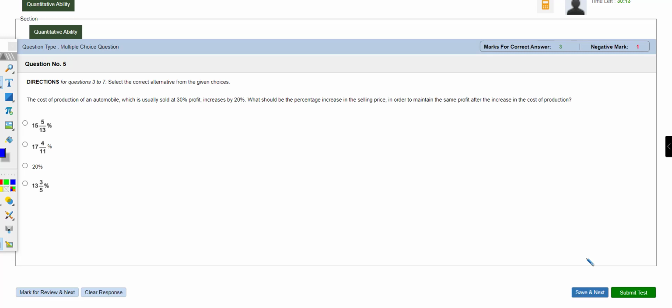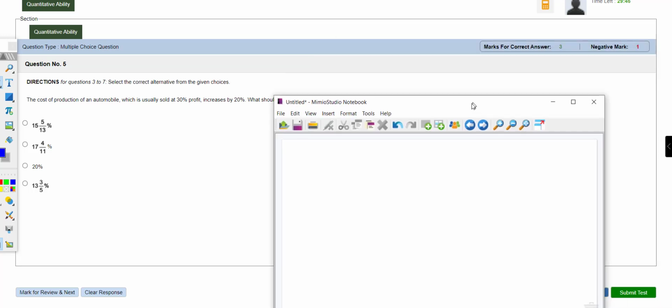The cost of production of an automobile, which is usually sold at 30% profit, increases by 20%. What should be the percentage increase in the selling price in order to maintain the same profit after the increase in the cost of production? We want to maintain the same profit, we do not want to maintain the same profit percentage. Okay, this is the tricky point over here. So let's have a look at it.